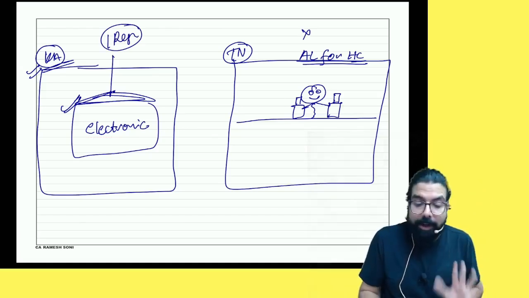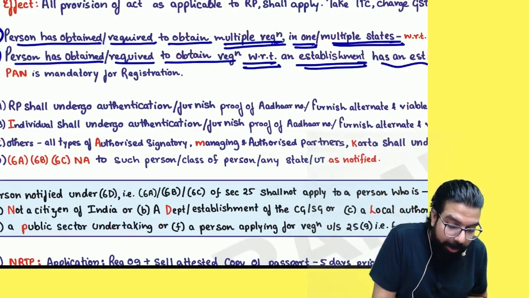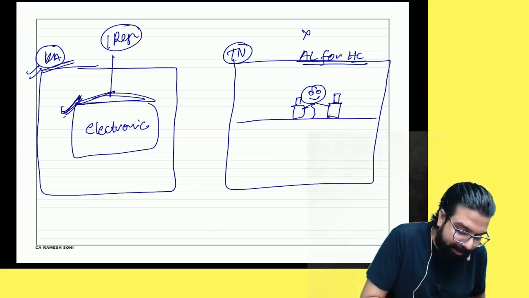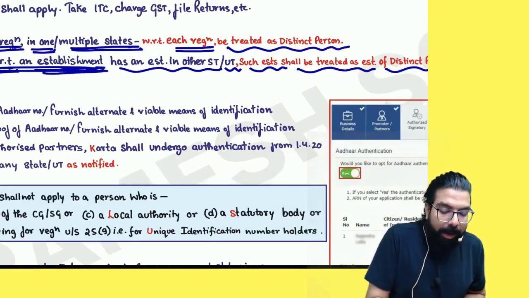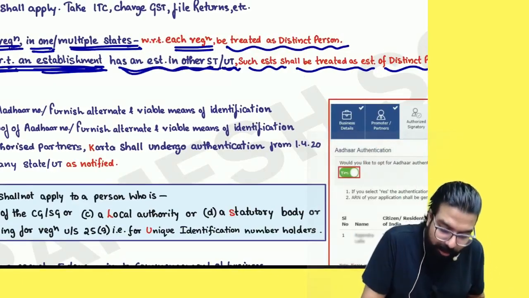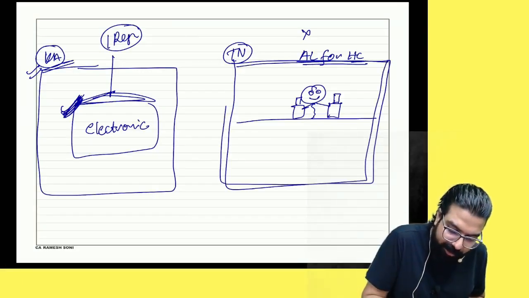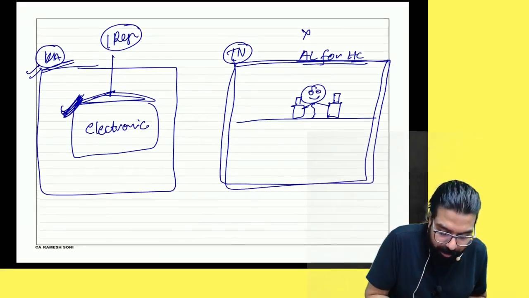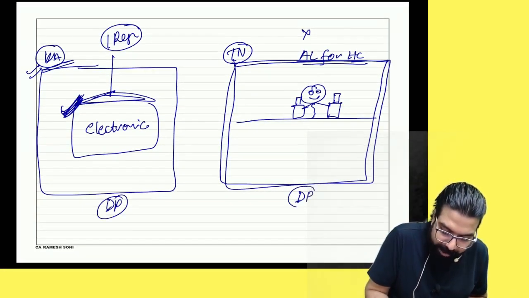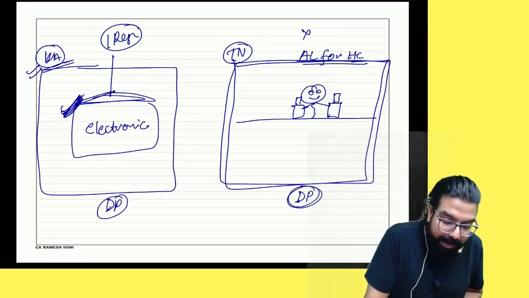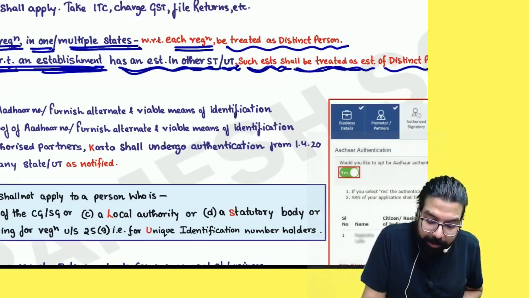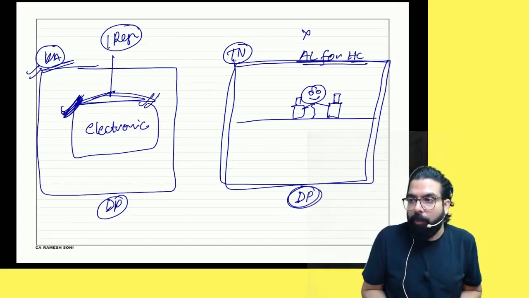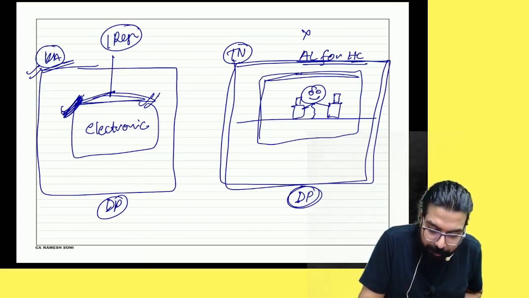Now listen. What they are telling is, a person has obtained or is required to obtain registration with respect to an establishment. Have you obtained registration with respect to one establishment? Has an establishment in another state or UT. If you have another establishment in another state which is not registered, still both will be treated as what, everyone? This will be treated as a distinct person and this will be treated as distinct. Each establishment shall be treated as an establishment of a different person. It will be treated that this electronic shop belongs to someone else and this alcohol shop belongs to someone else.